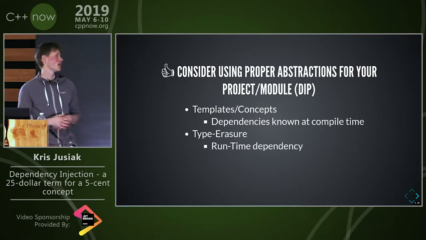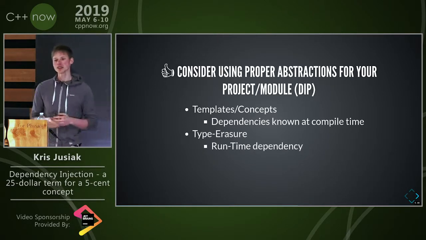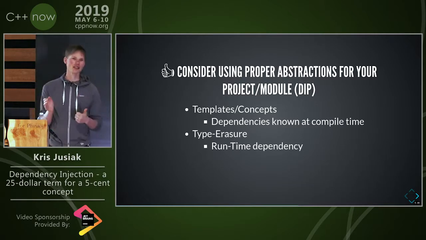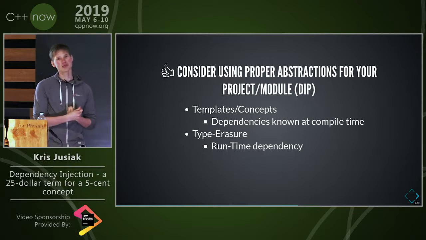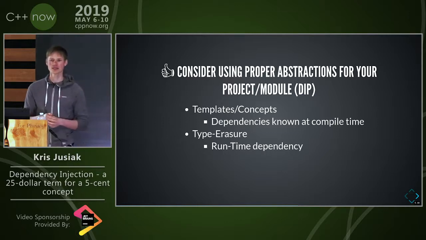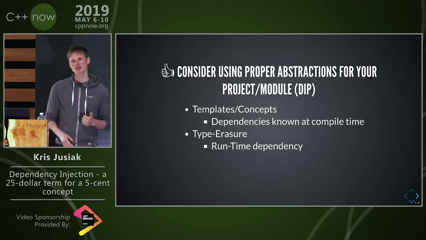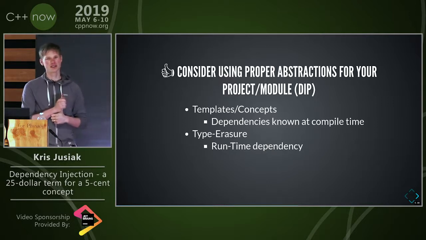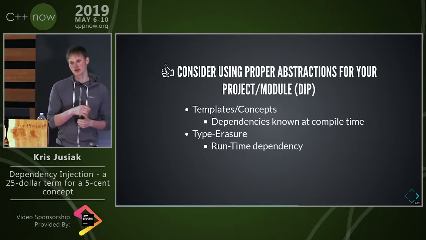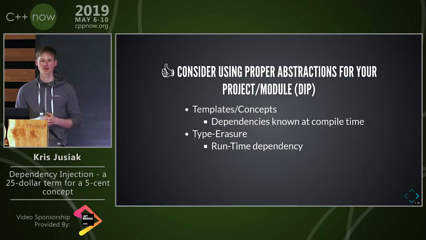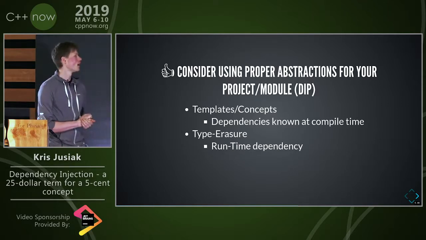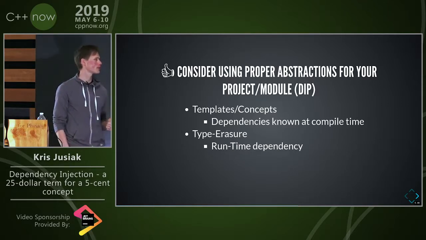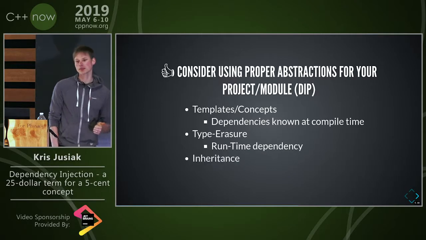Type erasure. I would say if you have a runtime dependency, just go for type erasure. Either std function or in-place function is actually better, because it lets you control the small buffer optimization, and std function not as much. So performance-wise, it would be worse, and it reduces a lot of code bloat. But it's still better than inheritance, in my opinion. So for runtime dependency, I would go for type erasure.